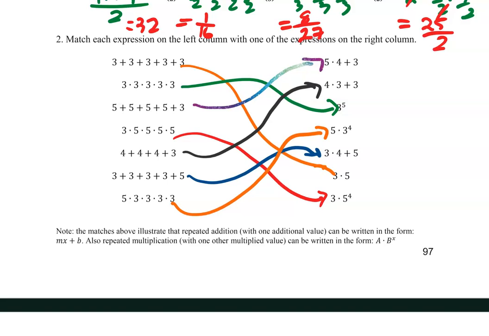Okay, so note that the matches above illustrate that repeated addition of one additional value can be written in the form of mx plus b. Also, repeated multiplication can be written in the form of a times b raised to x. So look at this. mx plus b is linear. And a times b to the x is exponential.